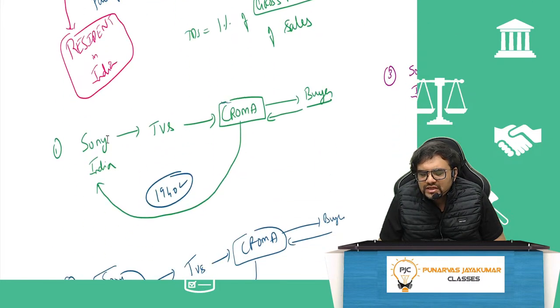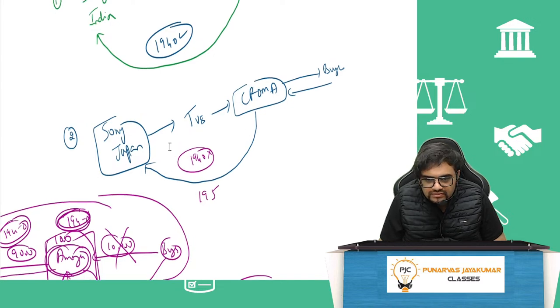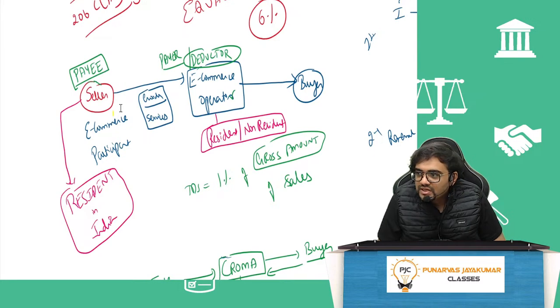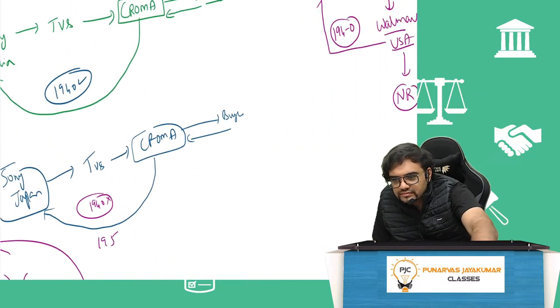So Sony India is selling TVs to Croma and Croma is selling to the buyer. When Croma is making payment to Sony India, 194O will come. Sony Japan is selling TVs through Croma. When Croma is selling to the buyer and making payment to Sony Japan, 194O will not come, because the payee must be a resident in India. So here 195 will come.